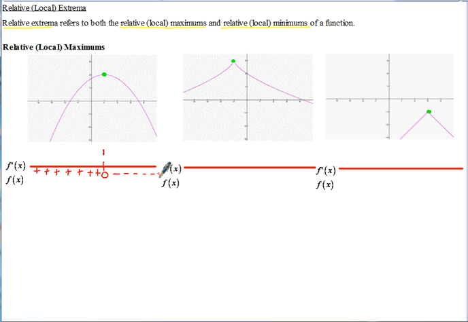And that shows us that f of x, the y values here, from left to right are increasing. And then from left to right, now the y values are decreasing.